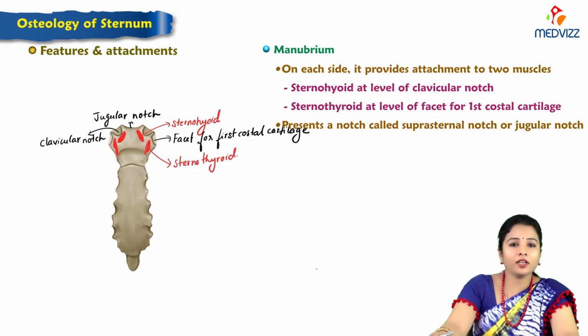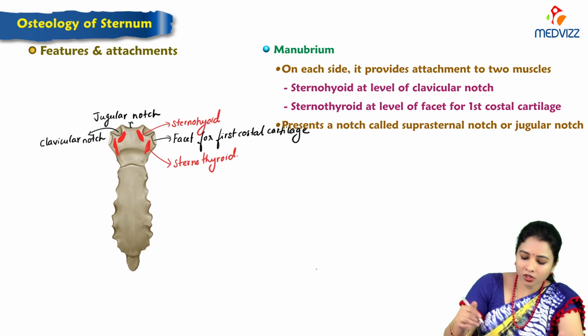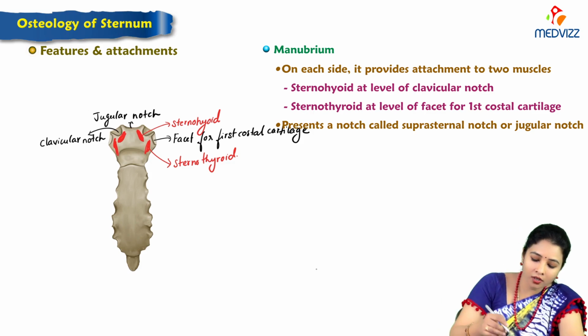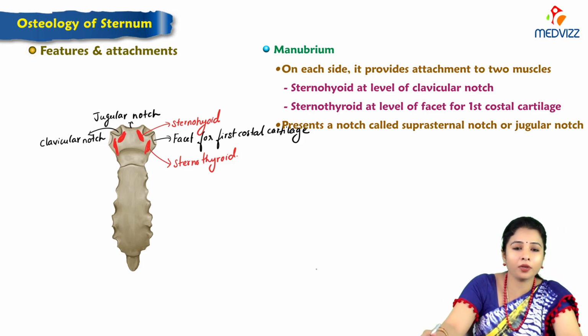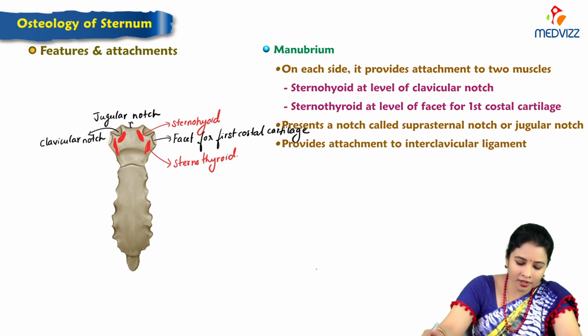So sternothyroid, we saw its origin at the level of the first costal cartilage. And the manubrium, on the posterior aspect, presents a notch called the suprasternal notch or jugular notch, which is present along its superior border, and it provides attachment to the interclavicular ligament.